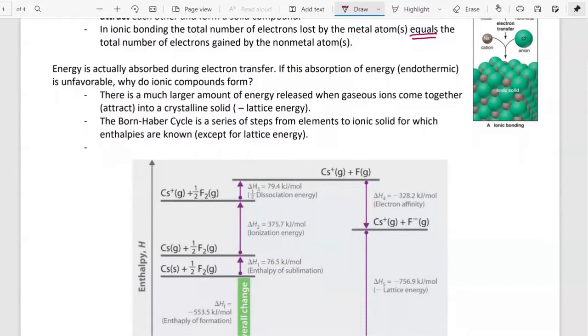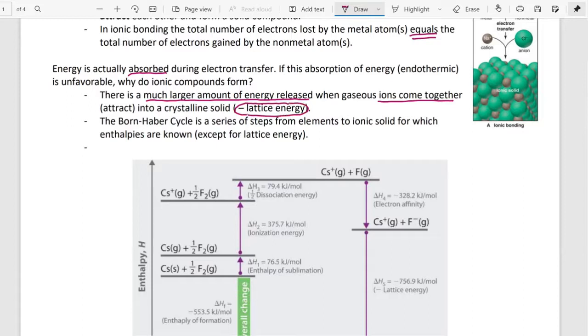Now, energy is actually absorbed during this electron transfer. And if an absorption of energy, which is endothermic, is unfavorable, why do these ionic compounds form? That has to do with the attraction between the ions. When they come together, a large amount of energy is released. There is a much larger amount of energy released when our gaseous ions come together, attract each other, and form the solid. So this is related to lattice energy.